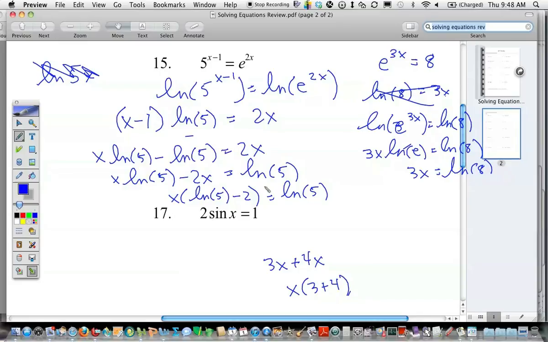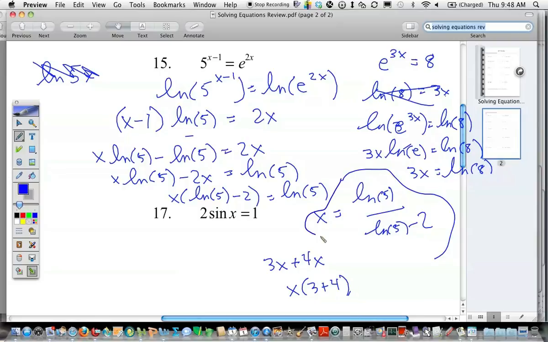I took out an x. Now we then divide by that amount. So I get x equals ln 5 over ln 5 minus 2, and no, you can't cancel the ln 5s. And that is the answer you want right there. You can try that one. You can do a solve on your calculator, test it. I think it gives you that same answer when you try it.